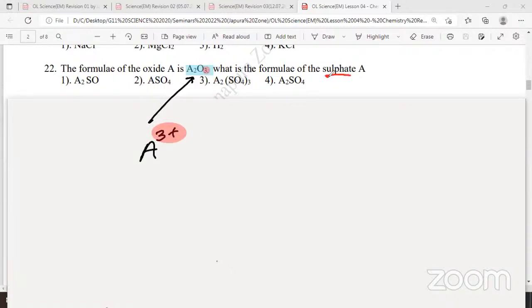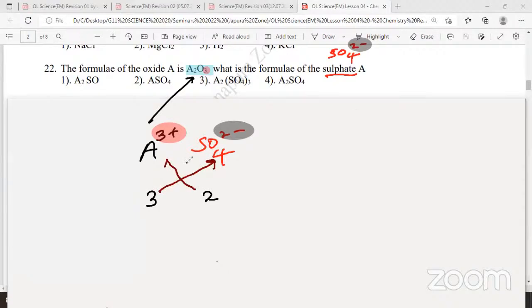So when you're going to combine with sulfate, what is the formula of sulfate? SO4 2 minus. When you combine these two, you can get the formula. Valency of A is 3, valency of sulfate is 2. Actually valency is the charge, the net charge. So 2 minus means valency 2, not 4. SO4, 4 is not the valency, that is a part of the symbol. When you combine these two ions, valency has to be interchanged.